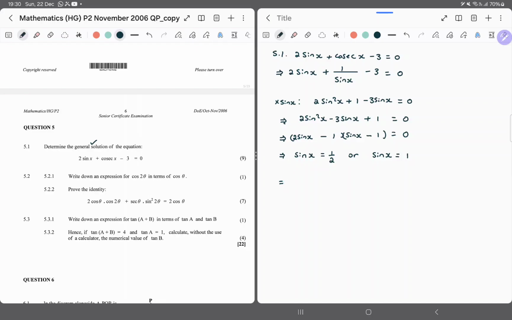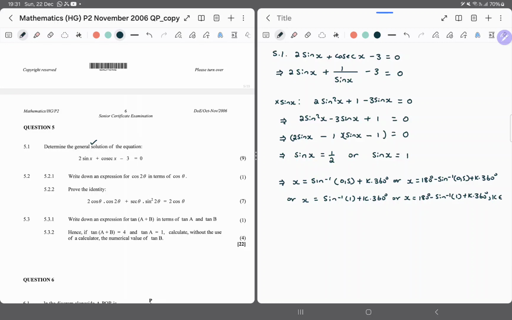But now we wanted general solutions, so we're going to do it. So we know that x is going to be arc sine of 0,5 plus k times 360 degrees, or x is going to be 180 degrees minus arc sine 0,5 plus k 360 degrees, or we do this one, it's going to be x equals arc sine of 1 plus k times 360 degrees, or x is 180 degrees minus arc sine of 1 plus k times 360 degrees, where k is an element of integers. Okay, so this is what we need to consider.